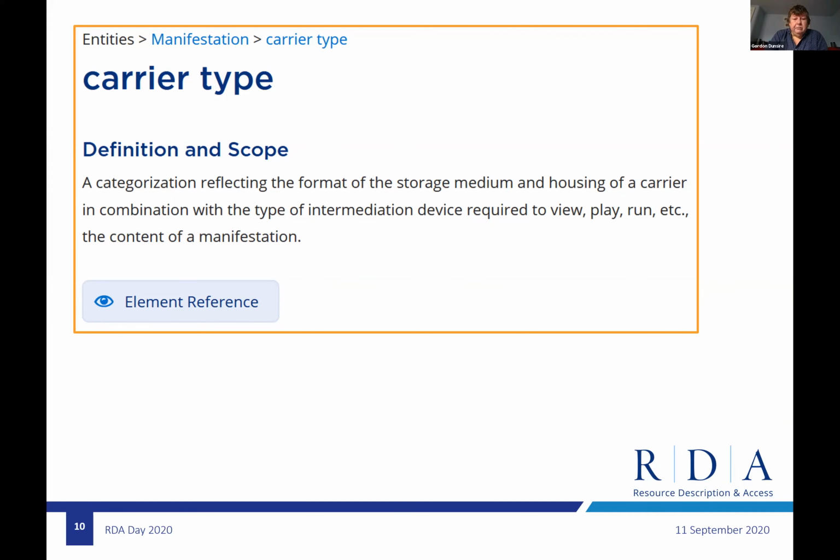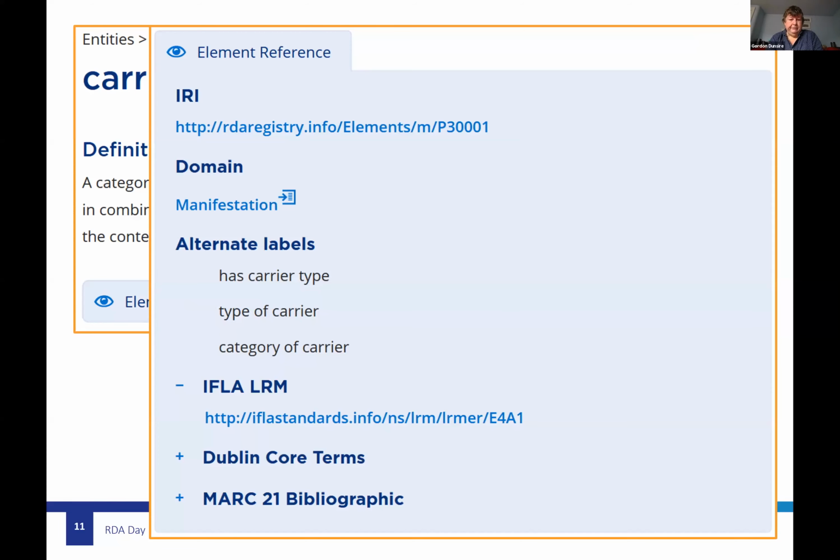The next thing I want to talk about is a new set of mappings to the IFLA Library Reference Model. These appear in the element reference section of all of the elements. We've done about 80% so far for the next release, so one or two of the elements don't have a mapping at the moment. But in the element reference section, when you expand it, you will now find a mapping to the IFLA LRM as well as Dublin Core and MARC 21.